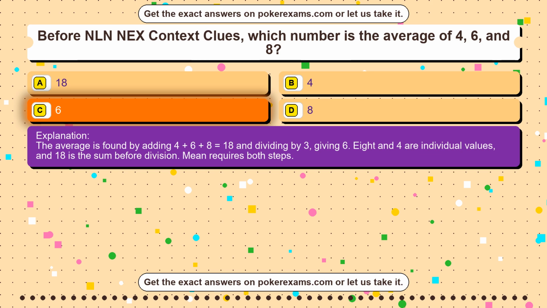8 and 4 are individual values, and 18 is the sum before division. Mean requires both steps.